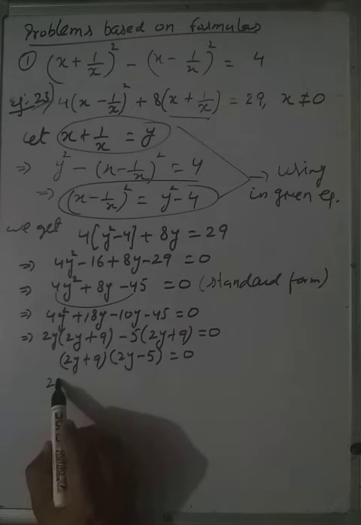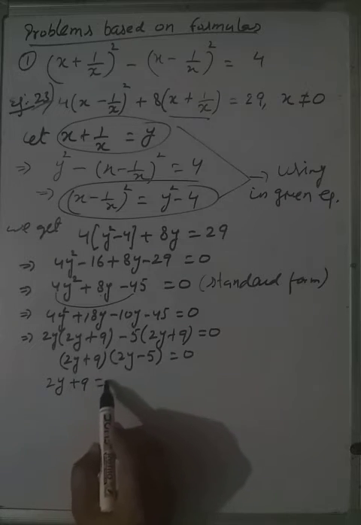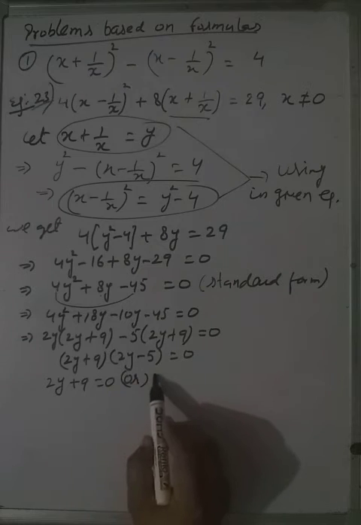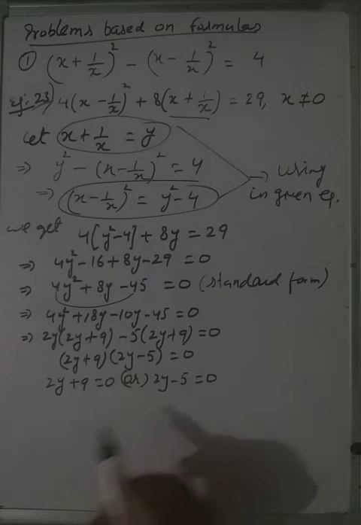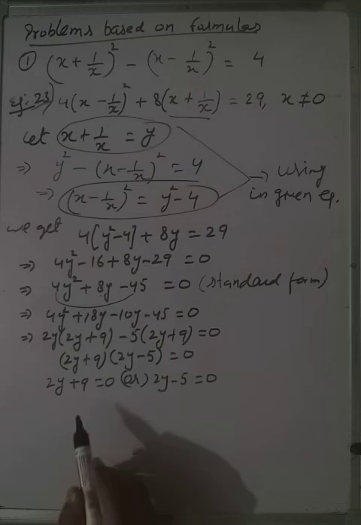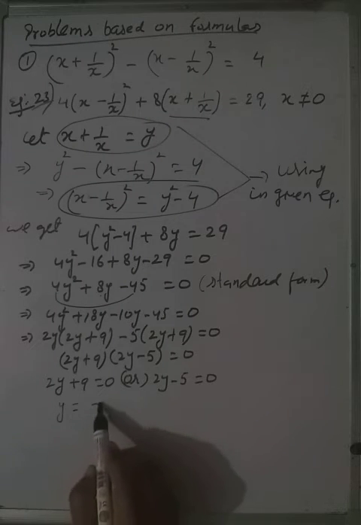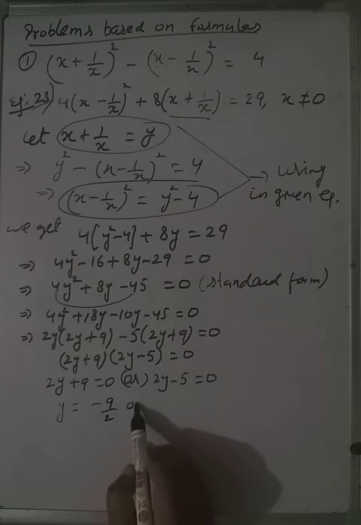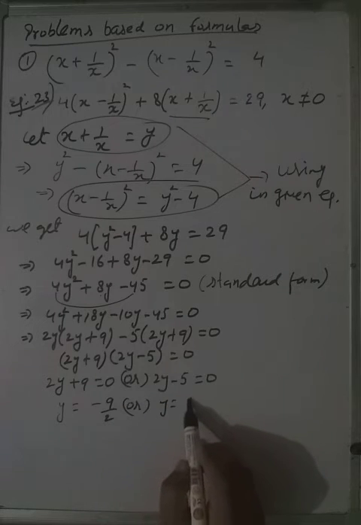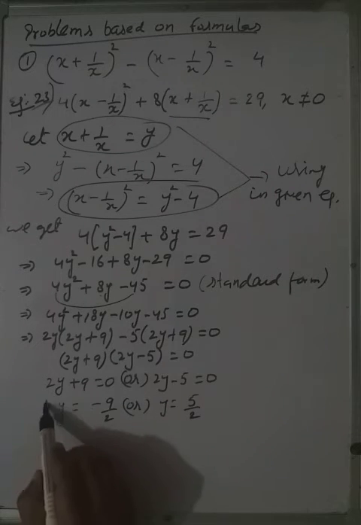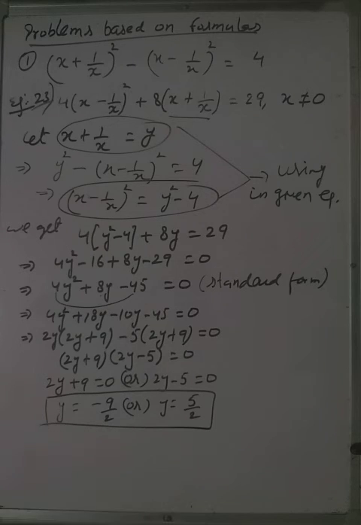By using zero product rule, 2y plus 9 is equal to 0 or 2y minus 5 is equal to 0. Either of the two will be equal to 0. So from here I get y is equal to minus 9 over 2 or y is equal to 5 over 2. These are the two values that we have got for y. Now this was not our required solution. We need to find the values of x. So now we will solve for x.